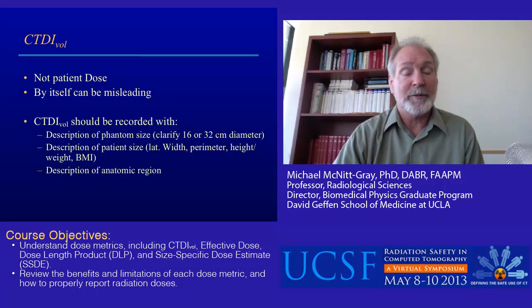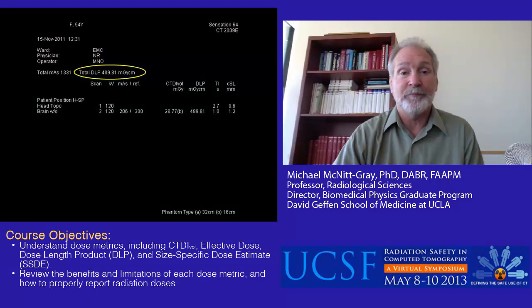So let's talk a little bit more about CTDIvol. It is not patient dose. By itself, it can be misleading. The CTDIvol should be recorded with the description of the phantom size, clarifying whether it's a 16 or 32 centimeter diameter phantom, and the description of the patient size: lateral width, perimeter, height, weight, BMI. Some description of patient size is really appropriate here, and a description of the anatomic region.